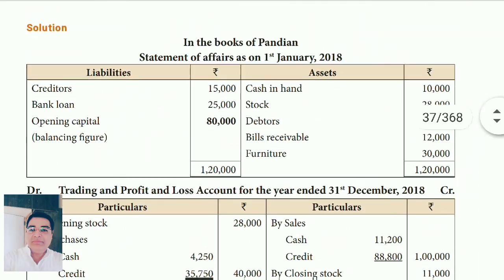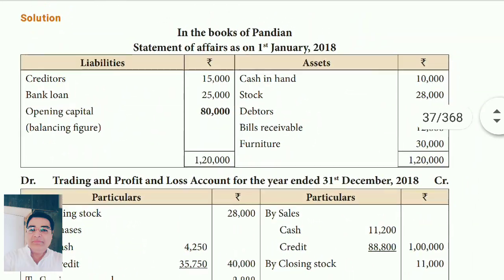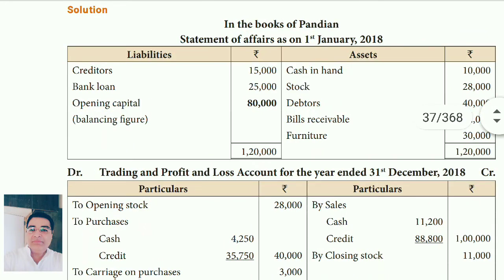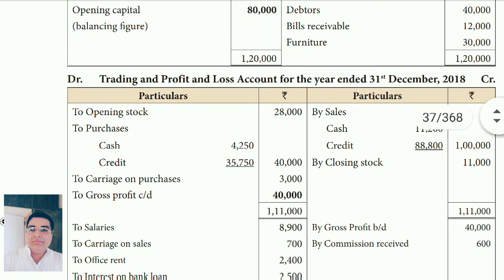Now see the answer. Now we have done all the postings. You understand the postings, how to do all the postings. Now see here, the statement of affairs we already completed. We found the capital and we wrote it on the liability side. Now we move on to the trading account.